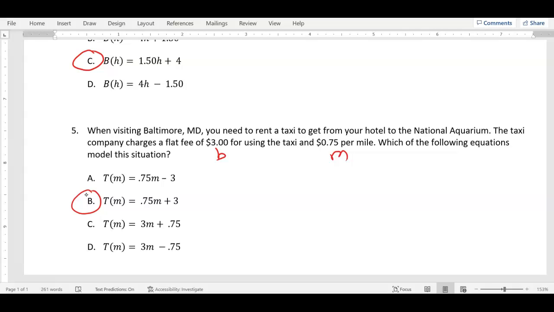Okay. Please hold on to this paper. You're going to use it to do the assignment tomorrow in class. Okay. Here we go.